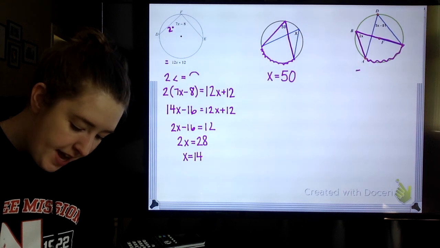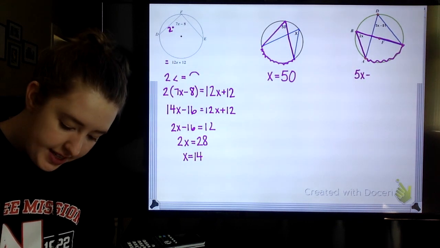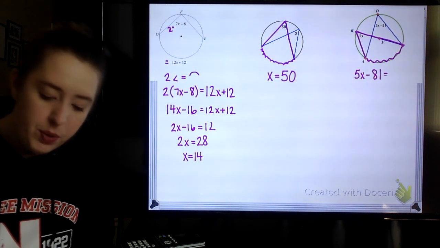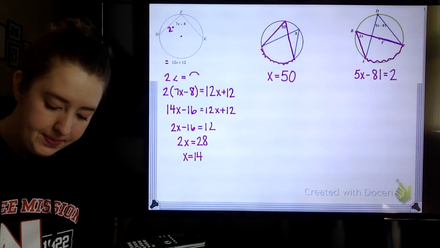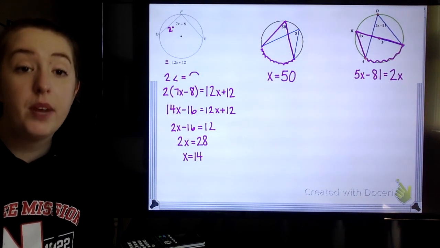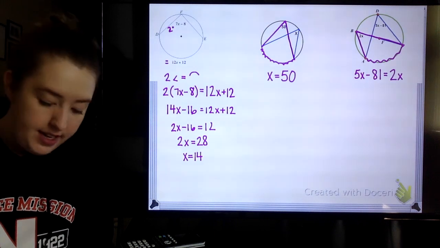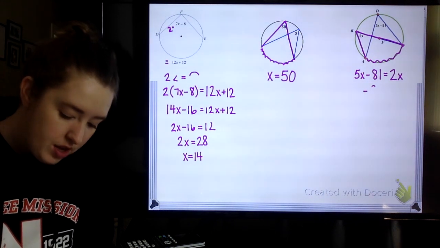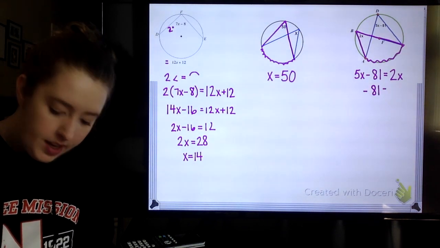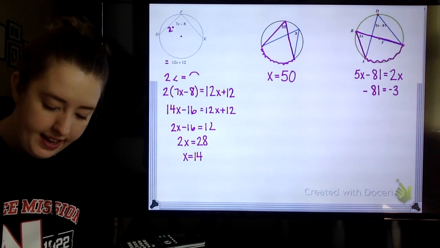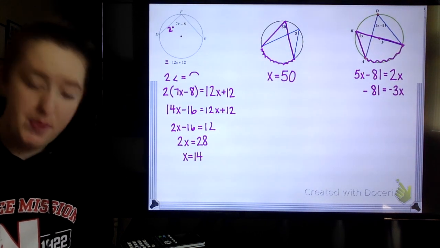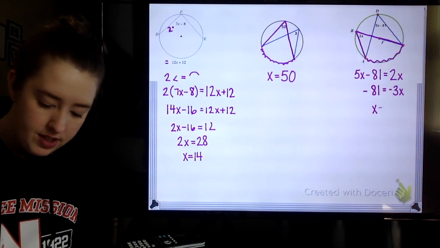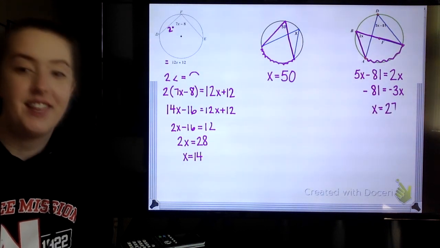So I'm going to set 5x minus 81 equal to 2x. I want to get all of my x's onto one side, so I'm going to subtract 5x. So negative 81 equals negative 3x. Then we'll divide by negative 3 on both sides, so x equals 27.